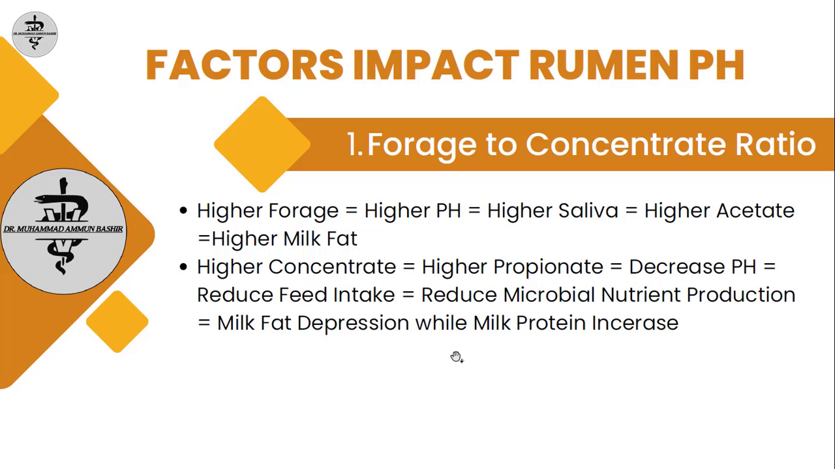this case. Life is the name of a balance. So in a rumen, there will be a balance in forage and concentrate. Ultimately, there will be a balance in the cow's or ruminant's diet in the forage to concentrate ratio.